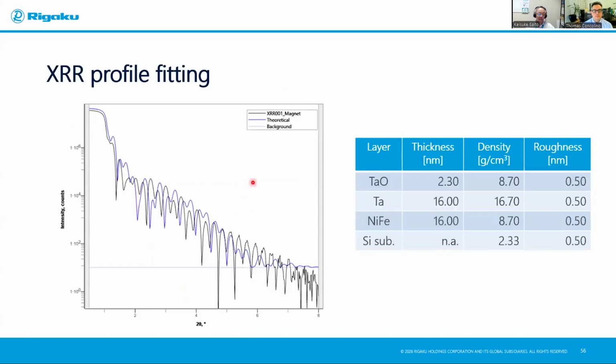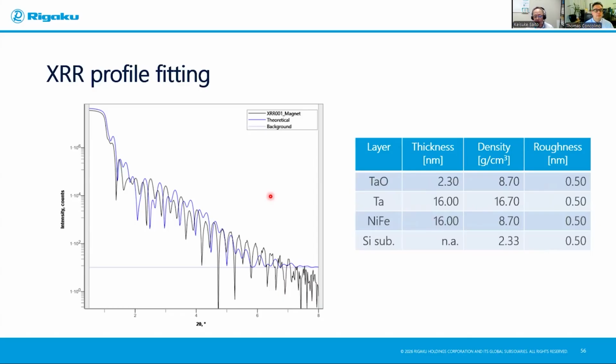So then let's discuss how we could fit the model. All right, in this example, the raw data in black is an XRR profile from this structure on the right-hand side. First of all, the silicon substrate. On top of that we had nickel iron with 16 nanometer thickness, and tantalum on top of that, another 16 nanometer thick, and finally tantalum oxide, 2.3 nanometers. Density like this, and roughness was fixed to 0.5 at the beginning. All right, so now the simulation in blue is not really matched to the data.